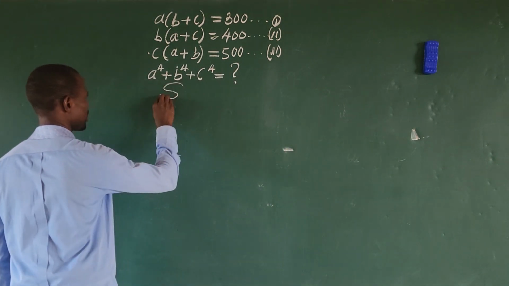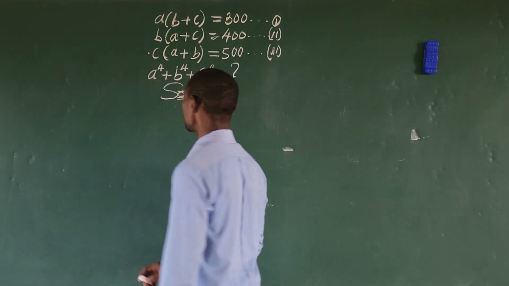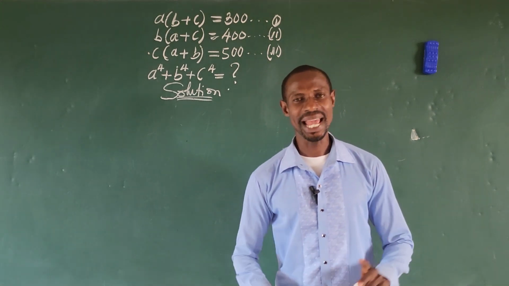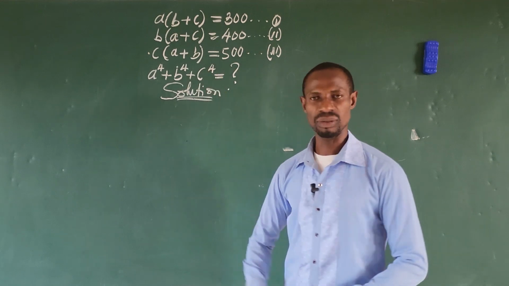So we take our solution first of all here. So we have this as a solution. Then the first thing we do here is to look for an algebraic expression that will actually lead us to what we are asked to look for here.